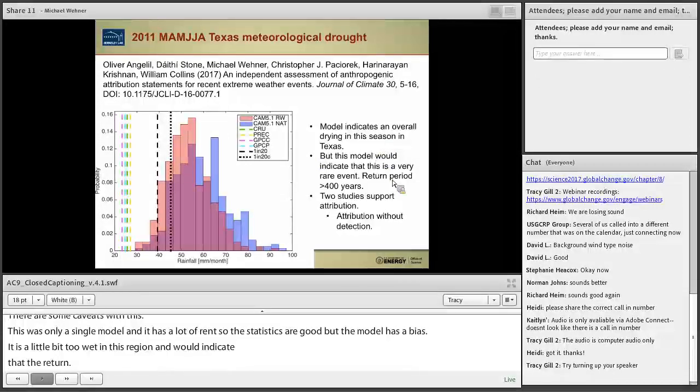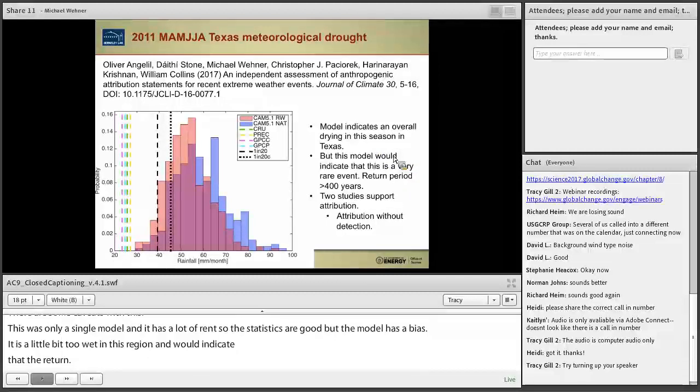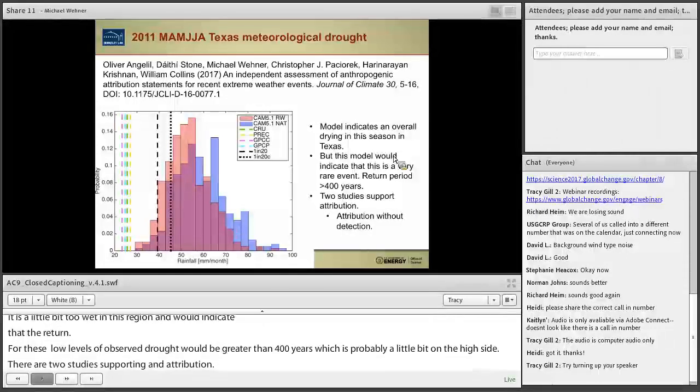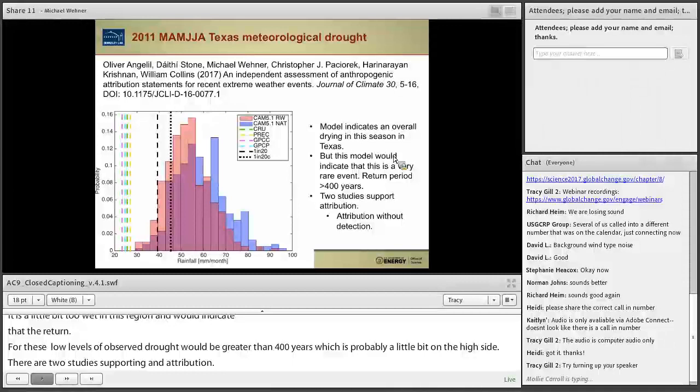But there are two studies supporting an attribution. We call this kind of attribution, since we weren't able to detect trends in any of these drought statistics, attribution without detection. And so confidence is, I wouldn't say it's high, I would say it's at the medium level for an attribution in this particular drought.